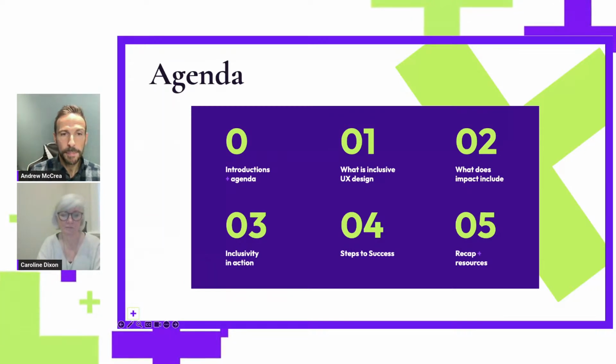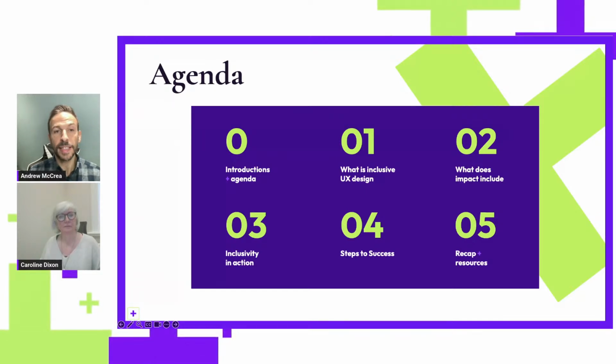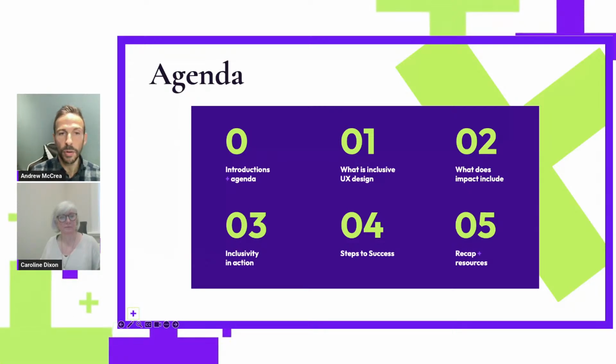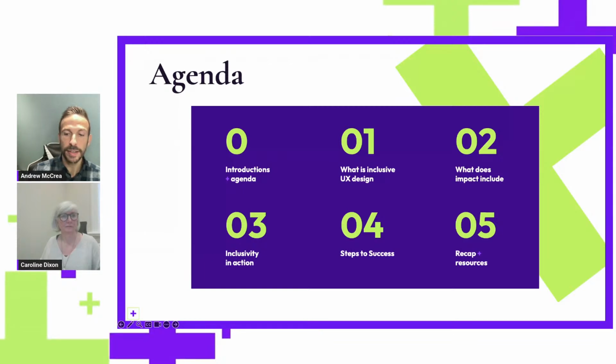So where can this be evident in the real world and also through some of our own practice here at Logic and Magic? We're then going to talk about the steps to success. So how do you actually go about being an inclusive organization and putting things in place to design inclusively for your audiences? And then we're going to share some useful tips and resources around, depending where you are in your own journey, what might be useful to re-educate yourself on or get some useful resources going forward to help you navigate this interesting space within the UX world.